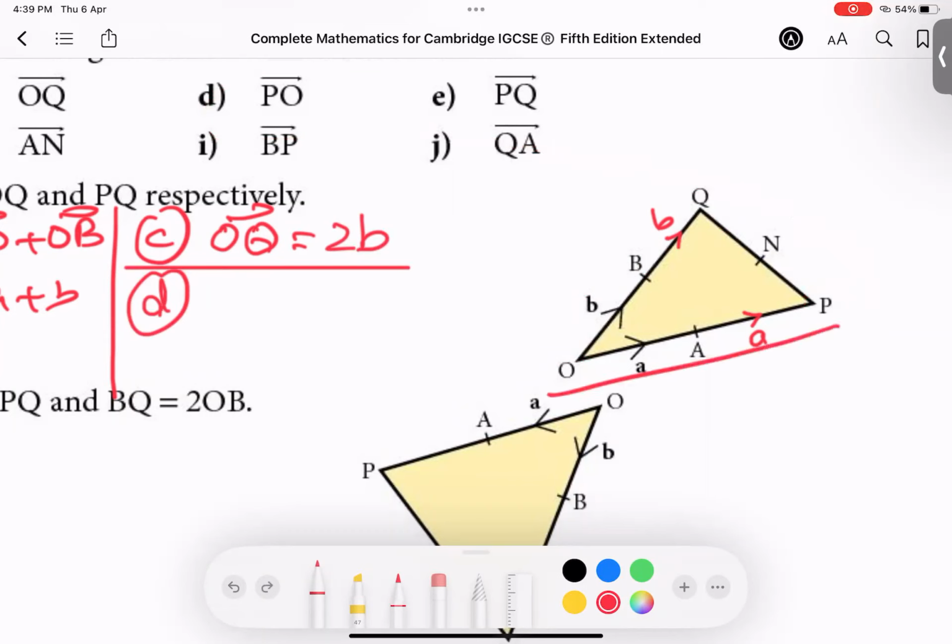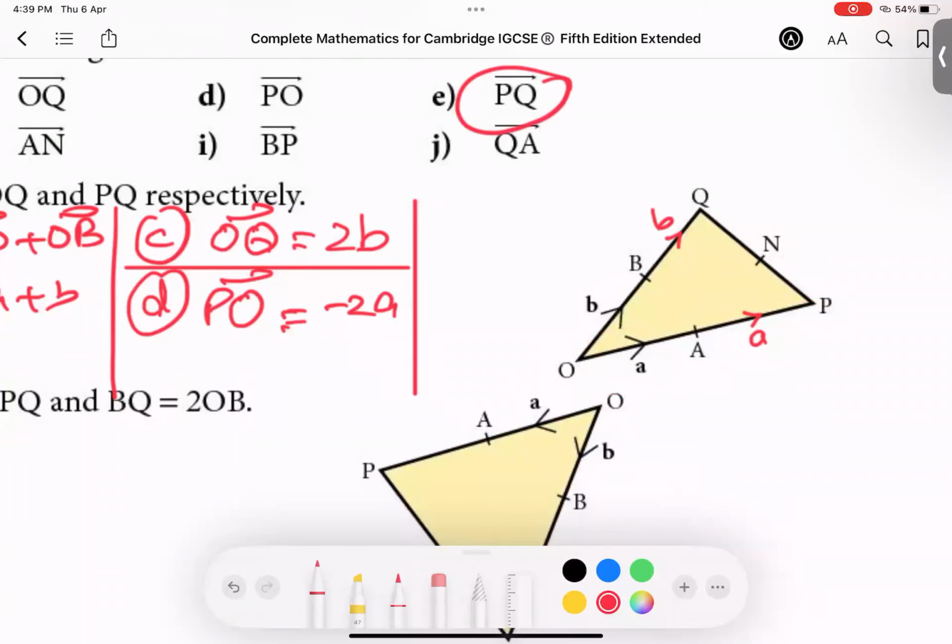Now, starting from P, ending at O. P to O. So not P to Q, P to O. I'm going backwards. This is 2A, but I'm going backwards, so it's called negative 2A. And last part, P to Q.